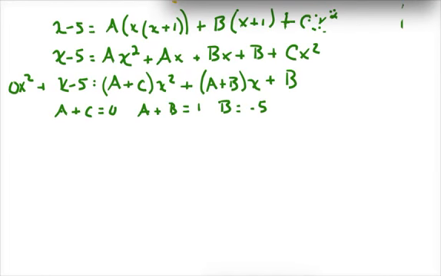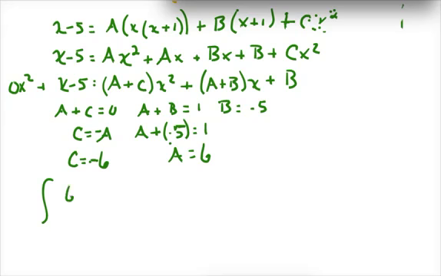A plus b, since b is equal to negative 5: a plus negative 5 is equal to 1. So a is equal to 6. Which would put a plus c is equal to 0, which is the same thing as saying c is equal to negative a. And we know that a is 6, so c is equal to negative 6.